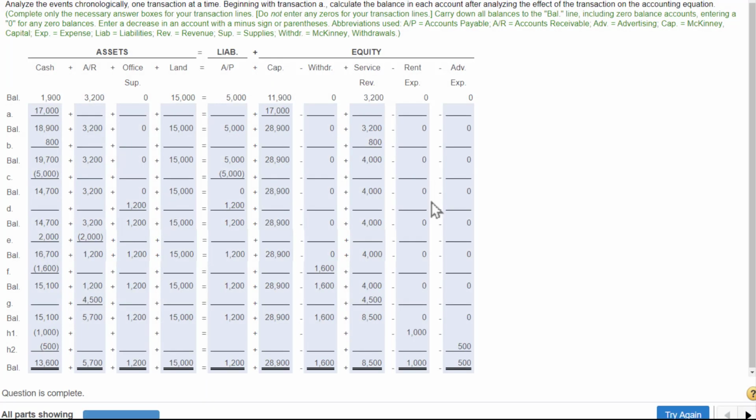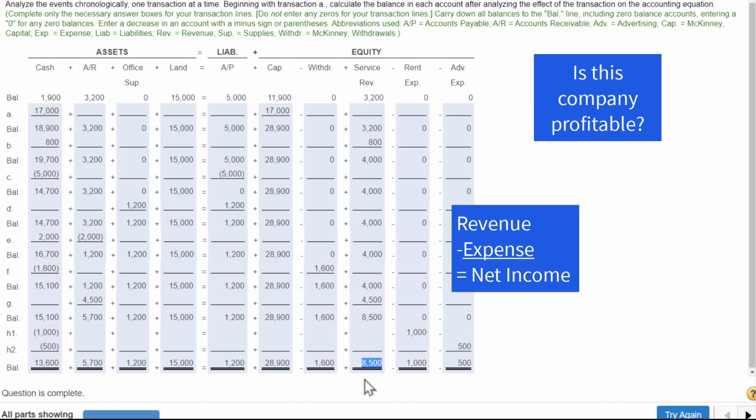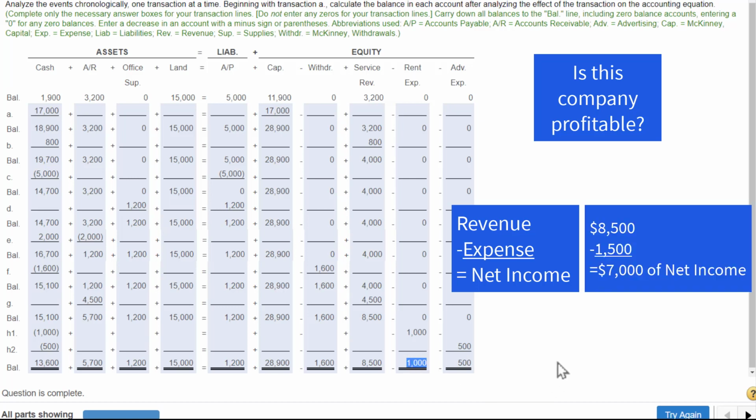Let's see. Does this company have a profit? Well, what's the formula for profit? Also called net income. Now, the book always calls it net income. It never calls it profit. But in the real world, small companies usually call it profit. All right. So the formula for net income is revenue, right here, 8,500, minus your 2 expenses. So 8,500 minus 500 gives us 8,000 minus 1,000. So she's got a profit or a net income of $7,000.